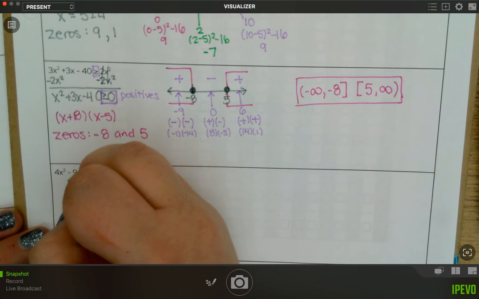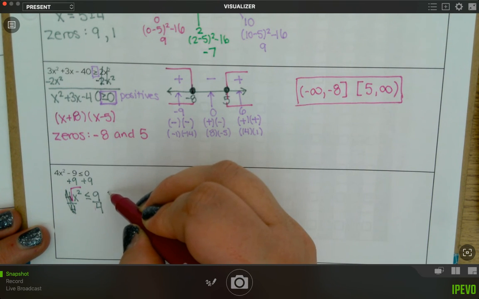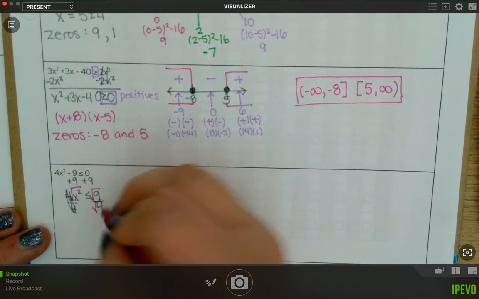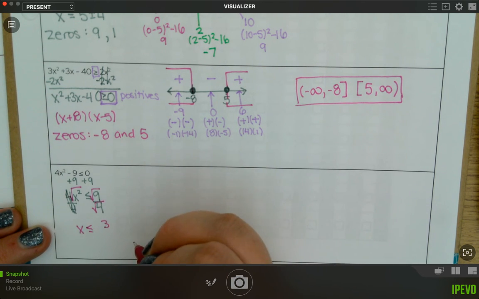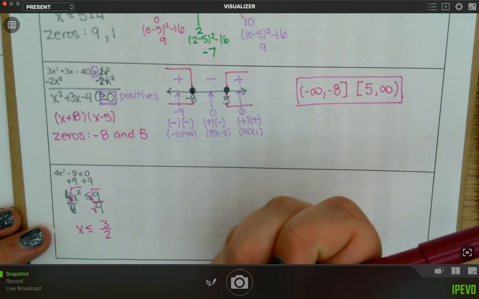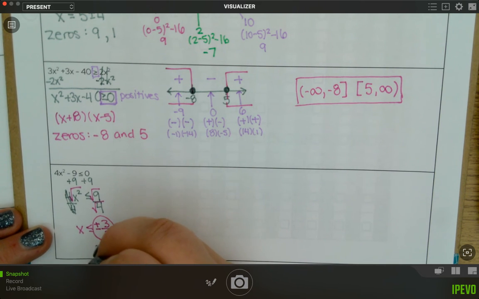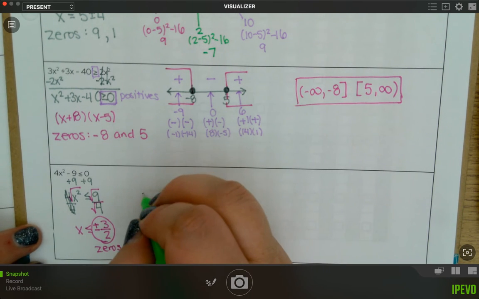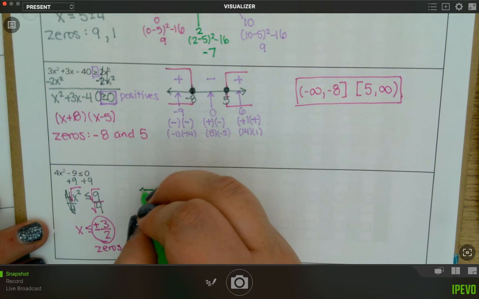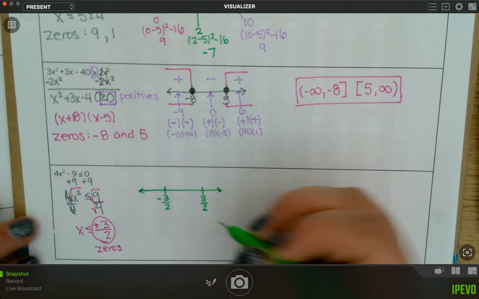And I'm going to go ahead and take the square root. Now, when I come over here to do the square root, I can either do the square root as one big square root, or I can do the square root of 9 and the square root of 4 individually. And I'm going to do that because the square root of 9 is 3, and the square root of 4 is 2. And then because we did the square root on both sides, we're going to put that plus or minus. So these are our zeros that we're going to put on our number line. -3/2 and +3/2.